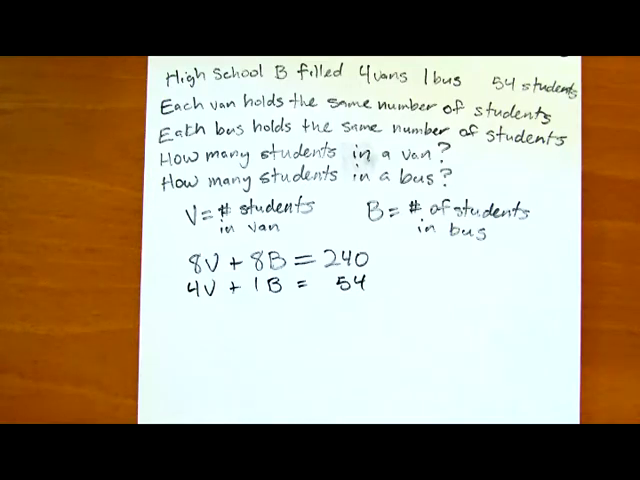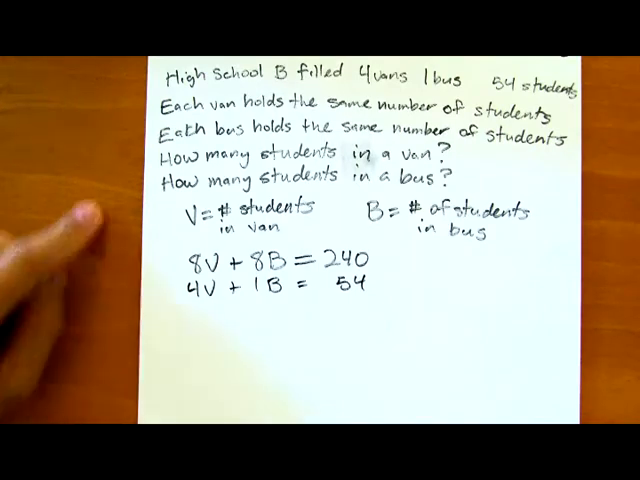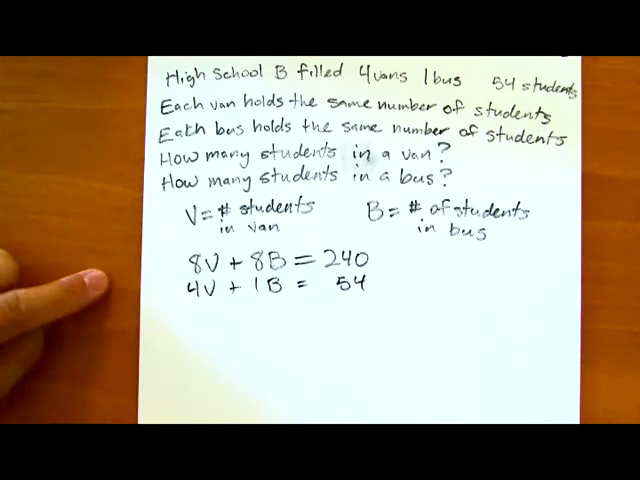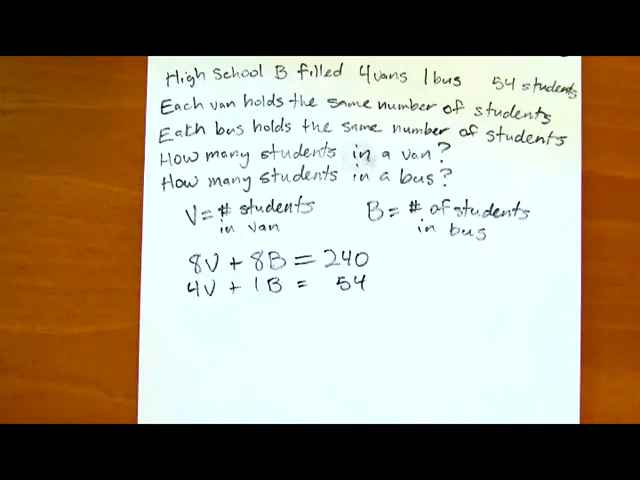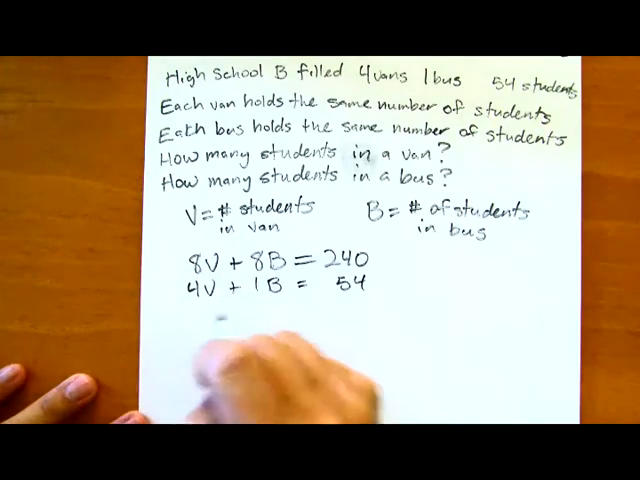Now, you pick a method and then you solve for the number of students in a van and students in a bus. One of the methods is better than the other two. Since everything is lined up, addition method would be better here. Okay, so we're going to use the addition method.